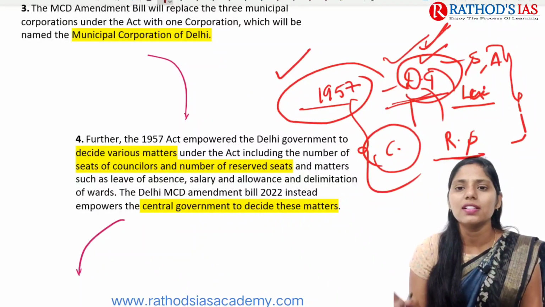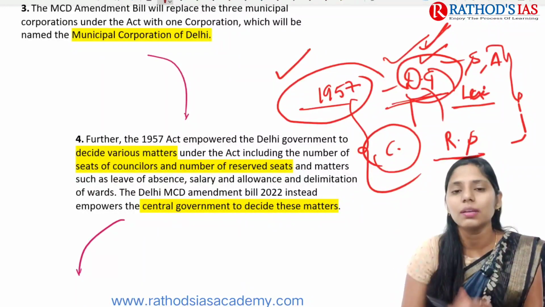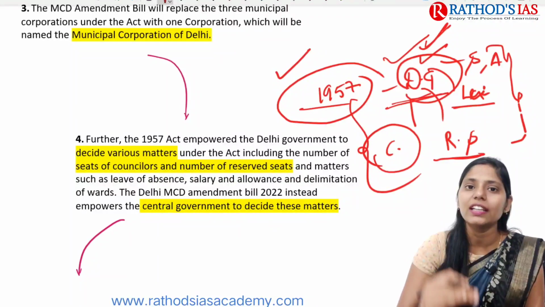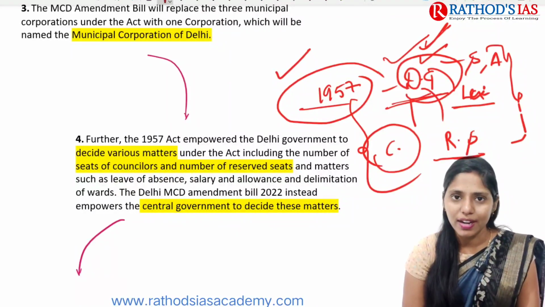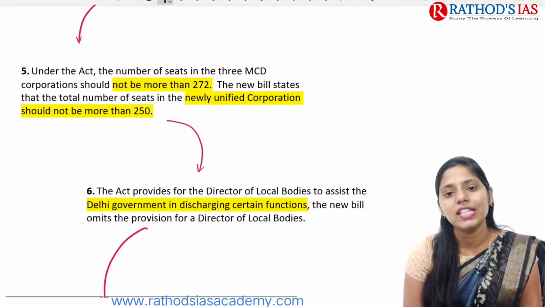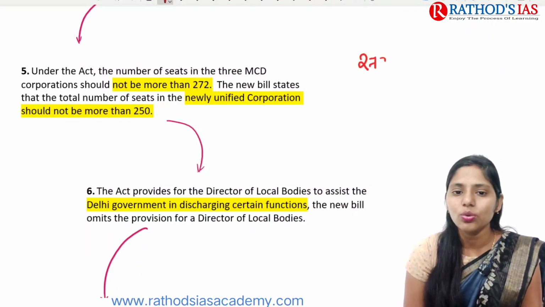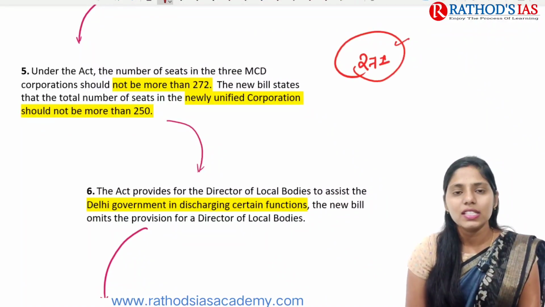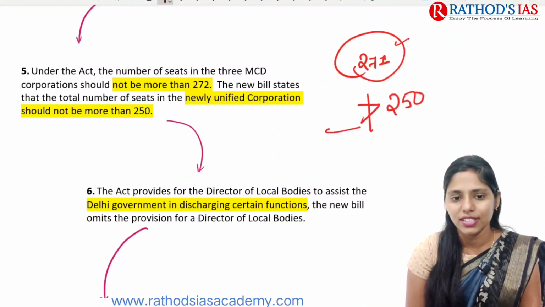And now let us understand how this new amendment is decreasing the power of the Delhi government and increasing the power of the central government. Because of this, it is diluting the concept of federalism here. Under the earlier Act, the number of seats in the three MCD corporations should not be more than 272. And this new Act states that the total number of seats in the newly unified corporation should not be more than 250 seats.